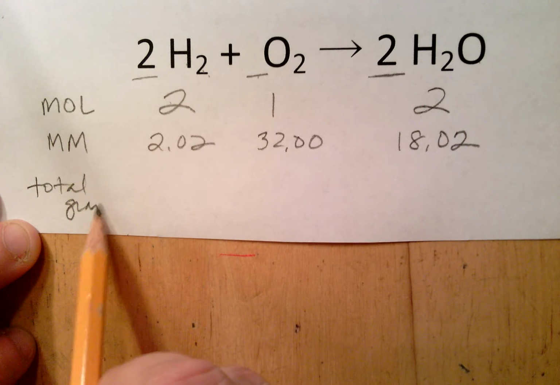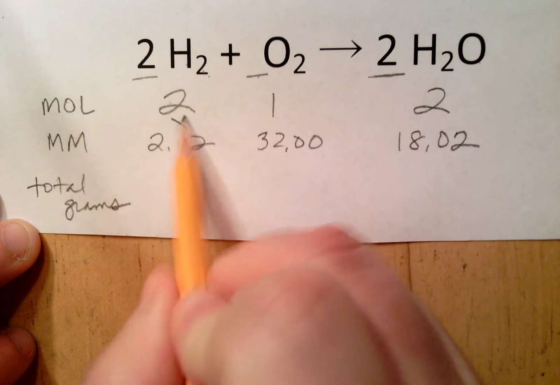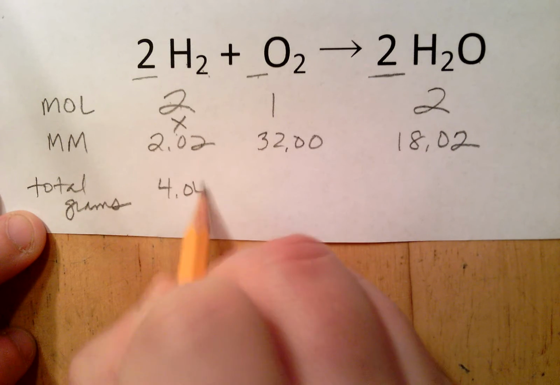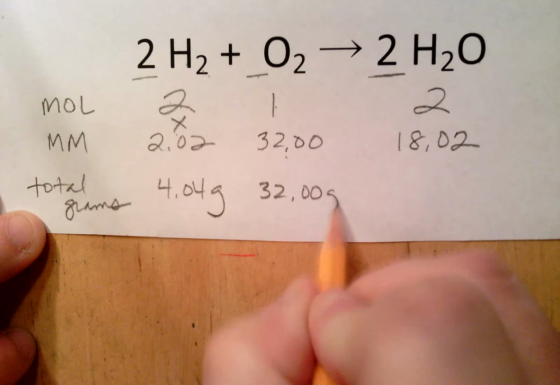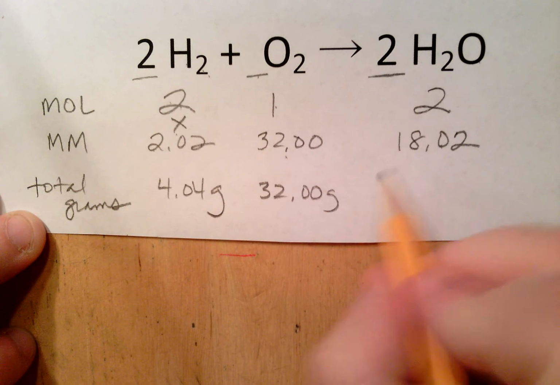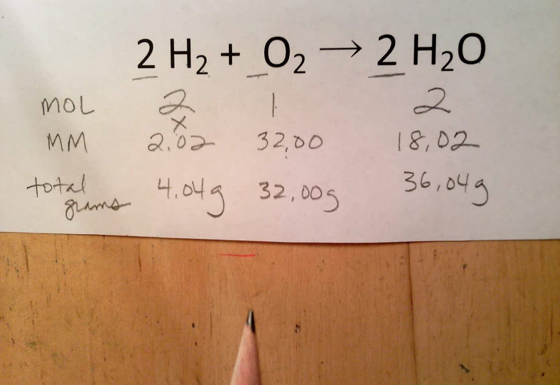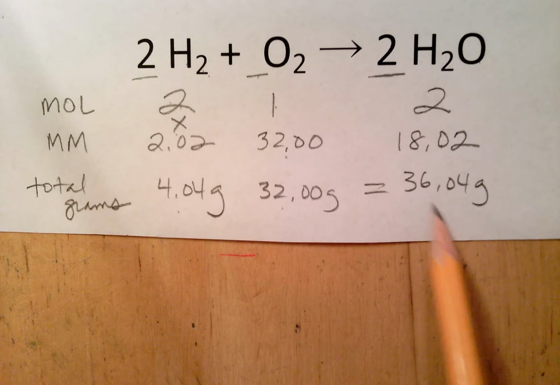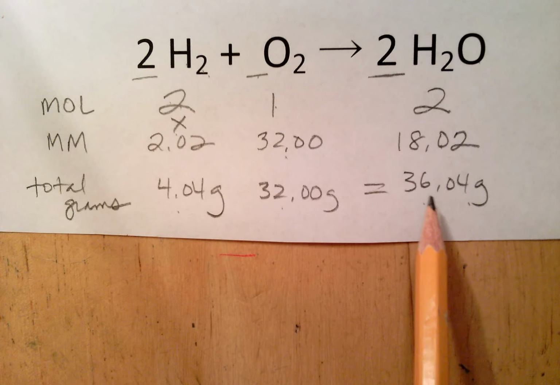And this is going to become very important in our stoichiometry problems. So we're going to multiply this, and we get 2 times 2.02 is 4.04 grams. 1 times 32 is 32.00 grams, and 2 times 18.02 is 36.04 grams. You'll notice that it works with the law of conservation of mass because we have our 4.04 plus our 32 equals our 36.04. Everything should equal. If it doesn't, you've done something wrong. So that's a good check.